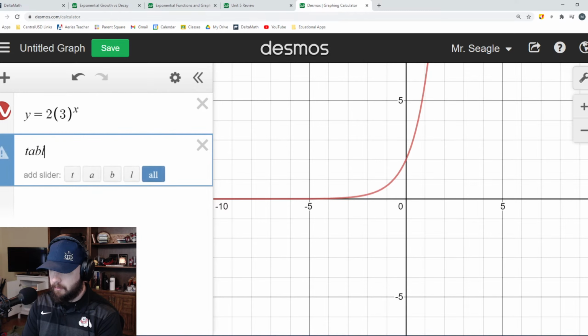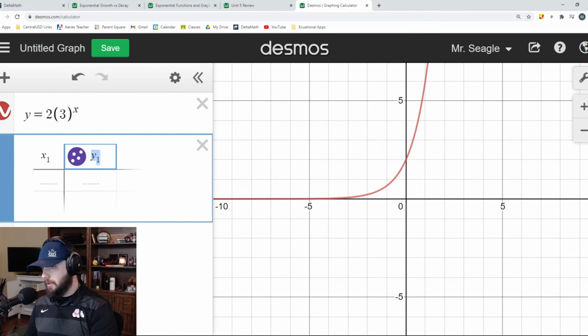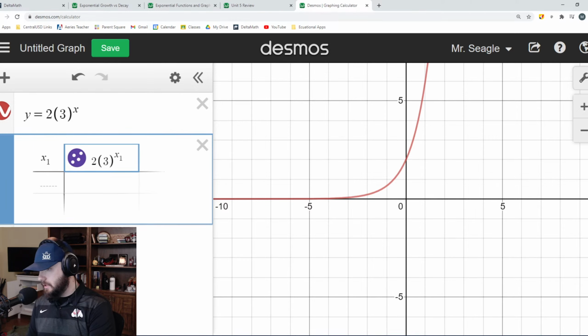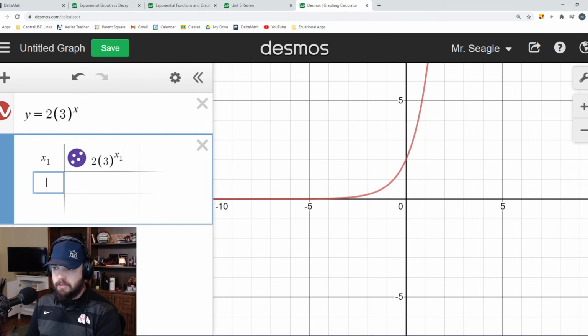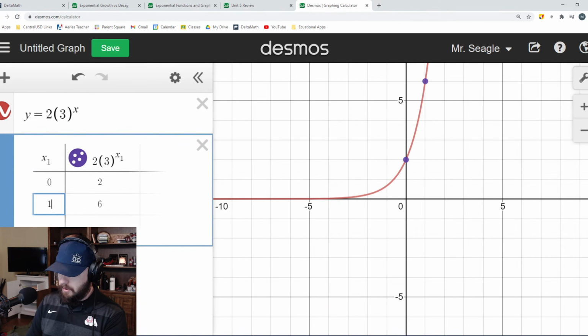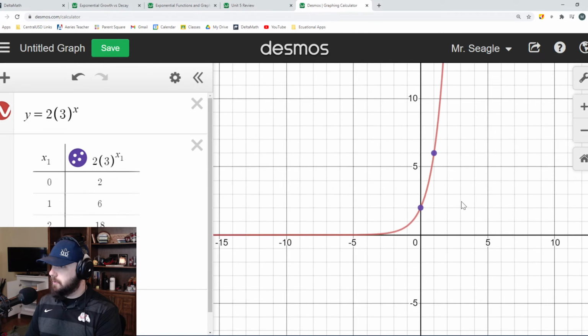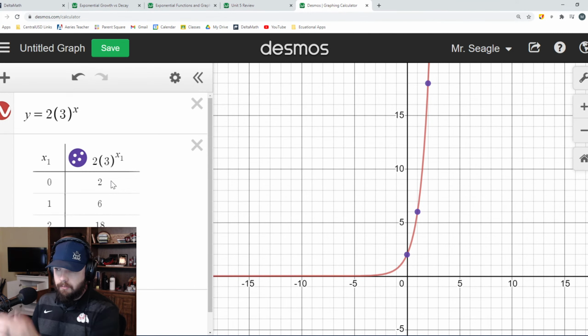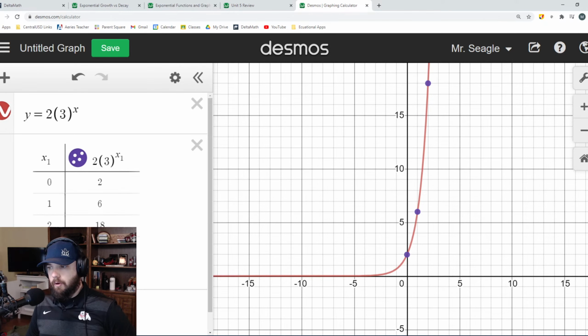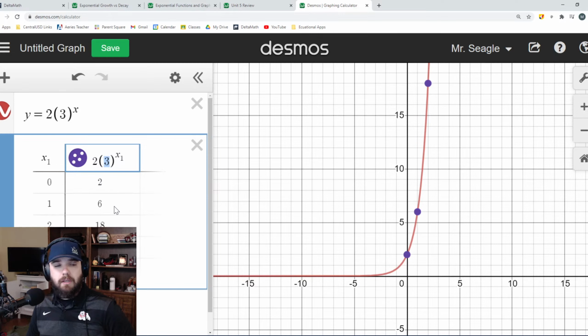So if I were to go ahead and make a table, I'm going to use this table here. I'm going to use this rule here, and I need to make this x1 so I can input my x's from this column into my equation. So let's do 0, 1, 2, 3. We'll just go a couple. All right, so if you zoom out just a little bit, we start with our y-intercept of 2, and then our base, our common ratio, is how much we're multiplying by each time. So as I'm going from 2 to 6, we're multiplying by 3, and 6 times 3 is going to be 18, and 18 times 3 is 54, right? So that's just our quick warm-up.